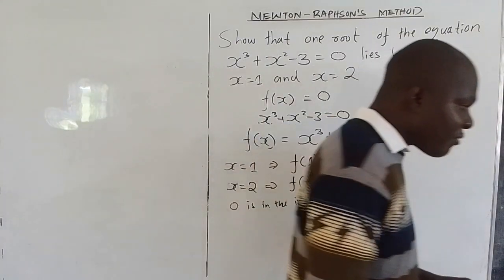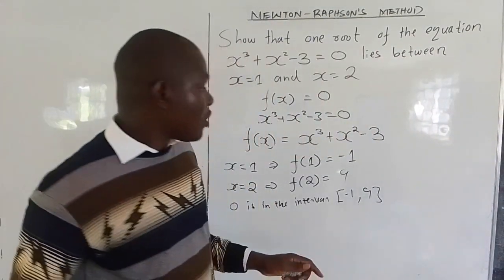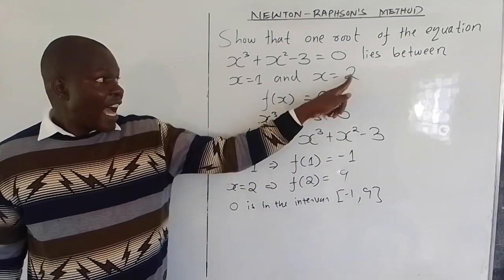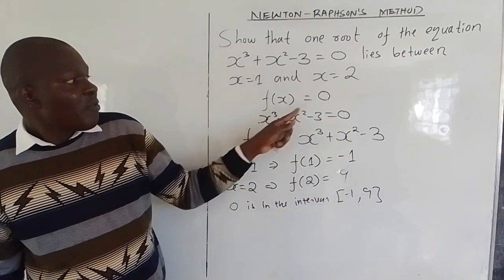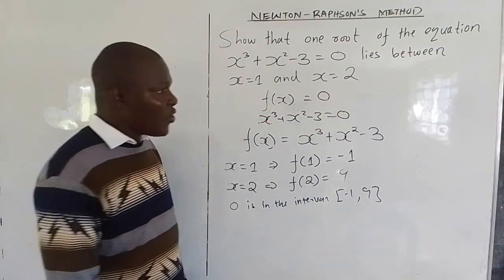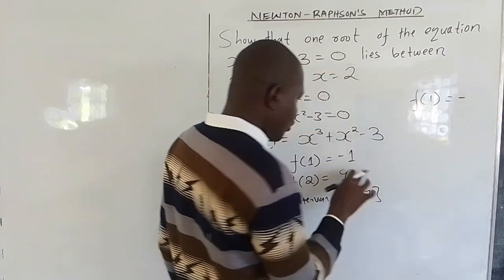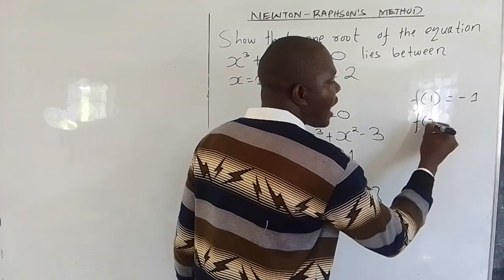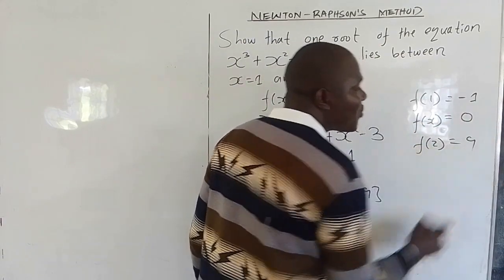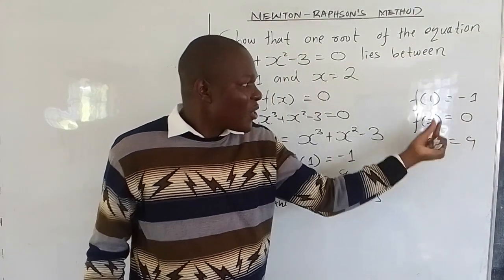The root lies between 1 and 2, because the value of the function at 1 is negative 1, and the value of the function at 2 is 9. But the value of the function is 0 at the root. So f of 1 is equal to negative 1, f of 2 is equal to 9, and you can see 0 is between negative 1 and 9. When the function is 0 is when x is the root.